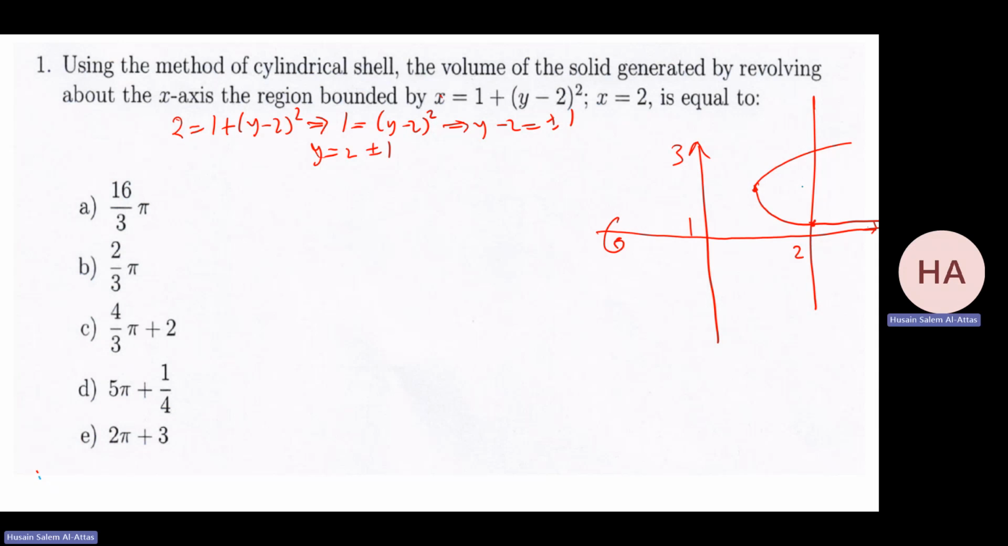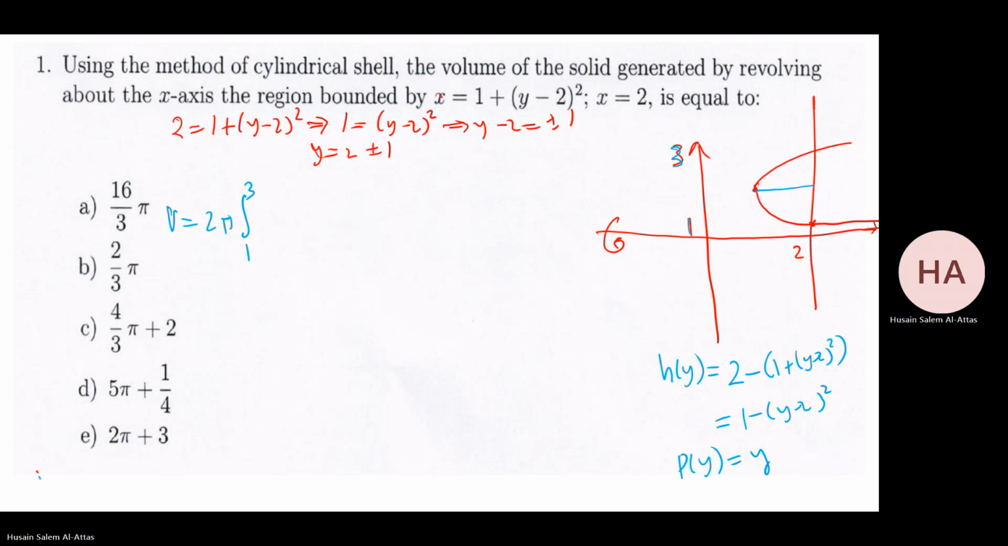So my line is this. This is what will be h of y. It will be 2 minus the function, and that is 1 minus y minus 2 also. What is b of y? It will be y. And from where to where? Y values from 1 to 3.